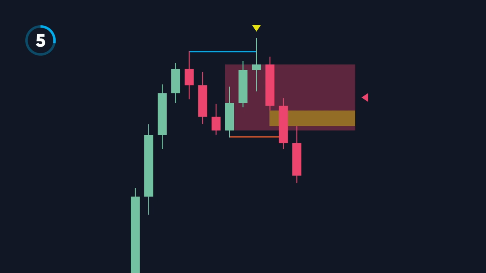And because the order block was created as a result of this PD array being respected, it makes the order block much more likely to also be respected, because it supports the bearish directional bias of the market structure.